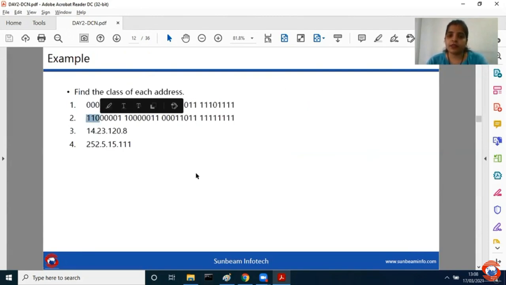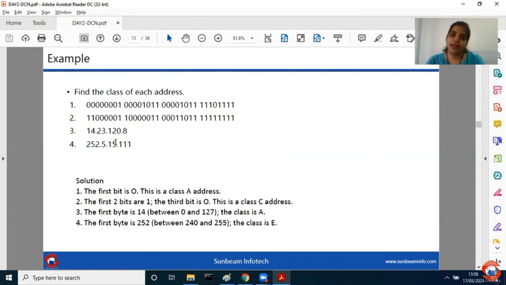A, class of the second address. C, class of the third address. A, 252. E. Have you understood? How did we recognize? Everyone. Good. This is basically called IP addressing.